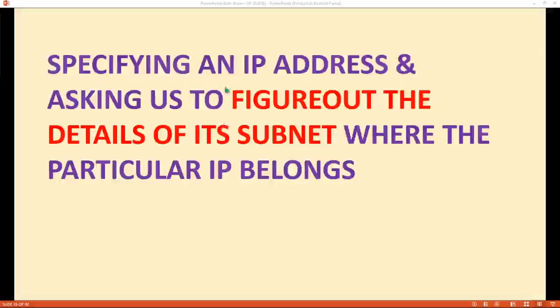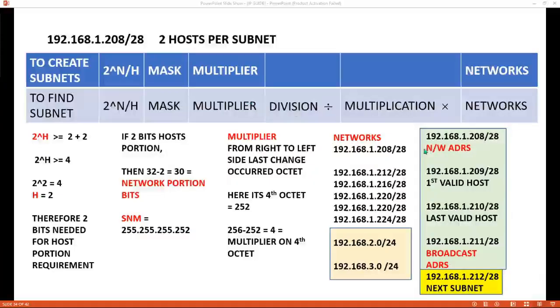Next, by specifying an IP address, they will ask you to find out from which particular subnet this IP address is from. Which means, for example, in the previous slide, you are having several subnets, right? Let's say if you need only 4 IP addresses in a subnet, in that case you will have many subnetworks like this, 208, 212, 216. Likewise you will have many subnets, and they might specify a particular IP address.